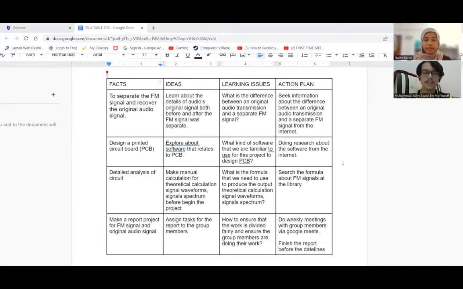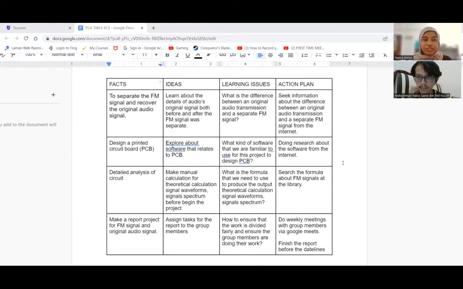Second fact, for this statement, we need to design a printed circuit board, PCB. The idea for this fact is we need to explore software related to PCB. The learning issue for this fact is what kind of software we are familiar with to design the PCB for this project. An action plan for this fact is we need to do research about the software from the internet. Next, I will pass to my partner.